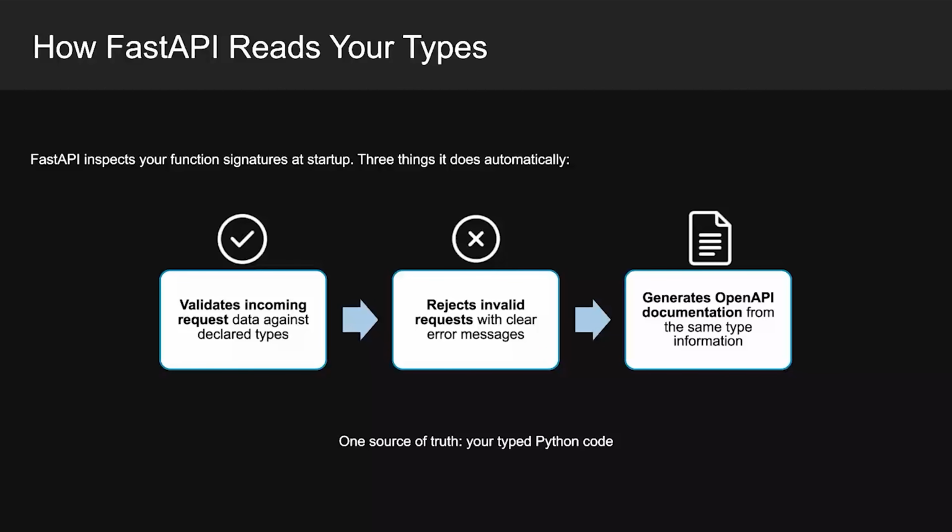And here's where everything comes together. When your FastAPI application starts, it reads every endpoint function you have defined. It inspects the type hints of each parameter and return type. And from that inspection alone, it does three things. It validates every incoming request against those types. It rejects anything that doesn't match with a clear structured error. And it generates your entire API documentation. You don't write a schema file separately. You don't configure validation separately. You type Python code as the single source of truth for all of it.